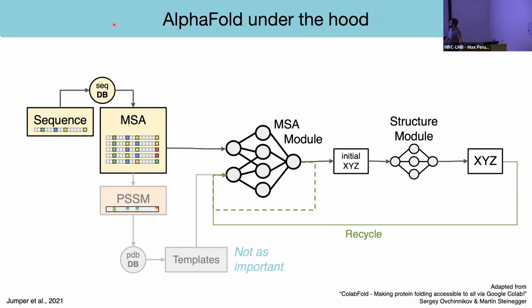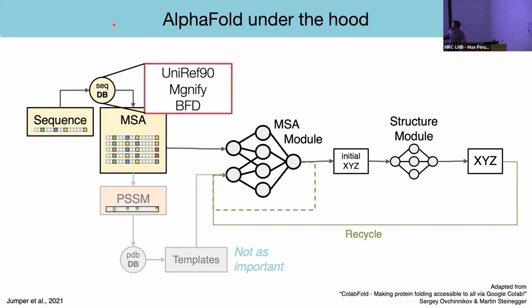And because the multiple sequence alignment is so important, it's good to talk about exactly what's going on here. When AlphaFold is fed a sequence, it needs to go look at these databases, right? The databases that it uses are UniRef90, MGnify, and BFD. These are large databases of sequences from different organisms. And this is usually a rate limiting step in a lot of implementations because it's slow, right?